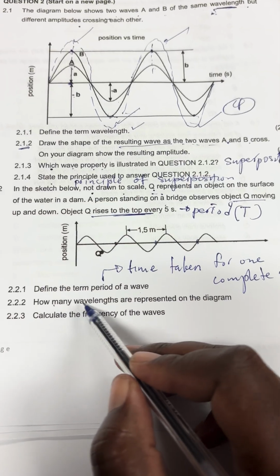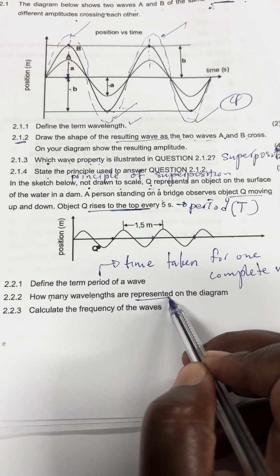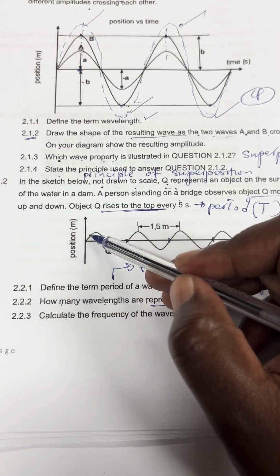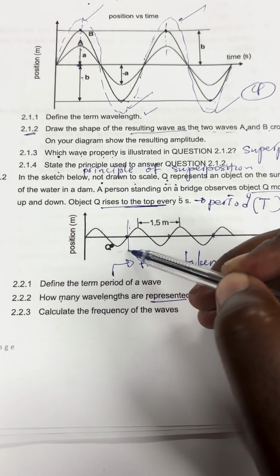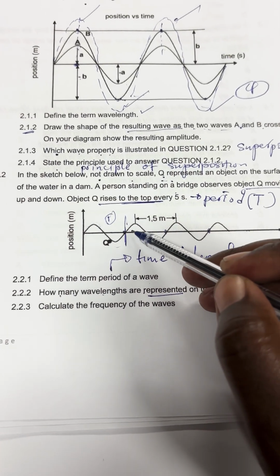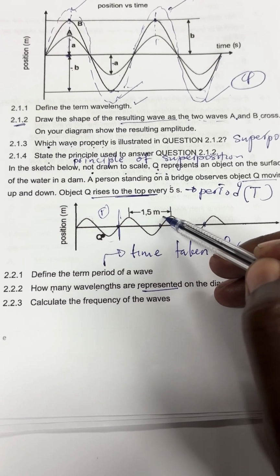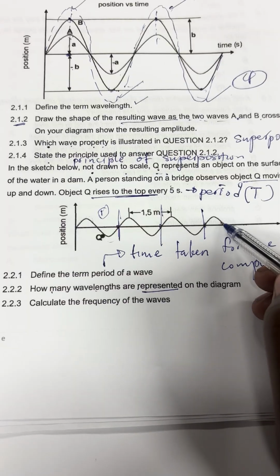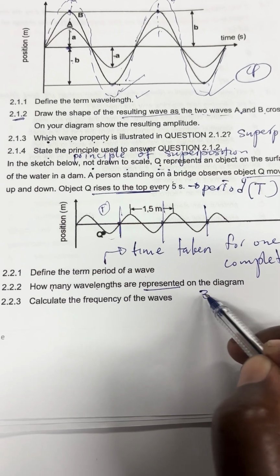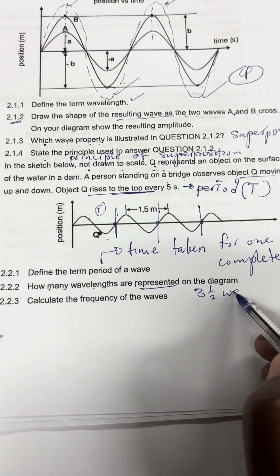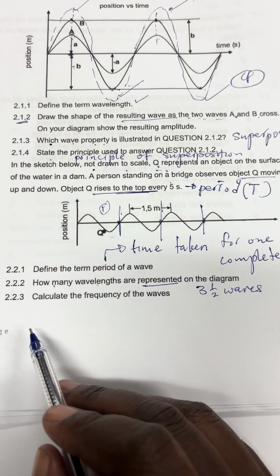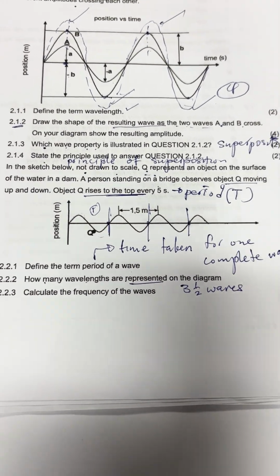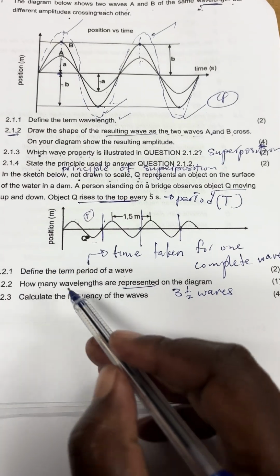How many wavelengths are represented in this diagram? A wave should have a crest and a trough. So this is going to be 1. A crest and a trough, that's 2. A crest and a trough, 3, and then a half. So here we have 3.5 waves represented by this diagram. Don't make that mistake, if you want to pass this exam.